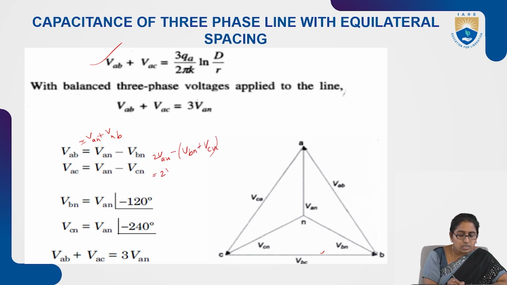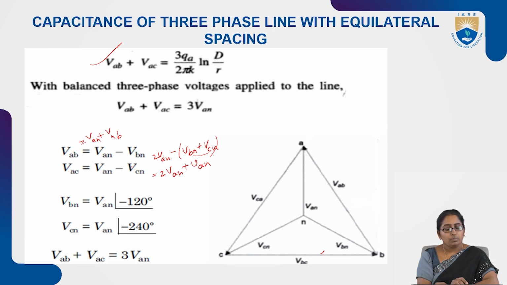We know that the sum of the three voltages is equal to 0, VAN plus VBN plus VCN is equal to 0, so this becomes plus VAN. That's why the final expression is VAB plus VAC is equal to 3 VAN. These are the basics for a three-phase balanced system.